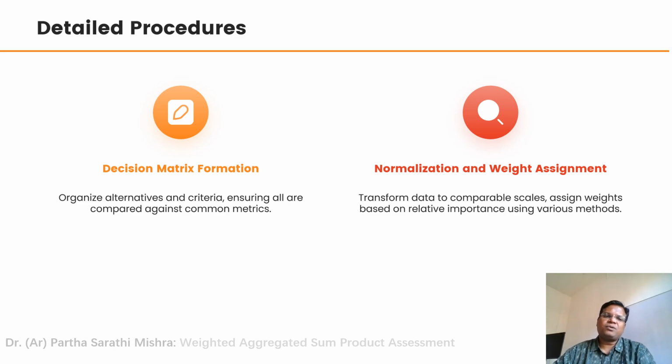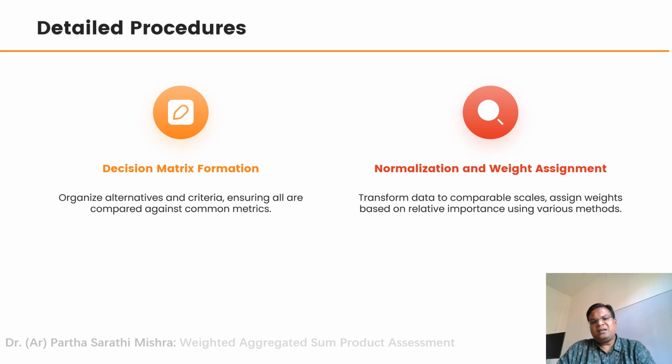Now the detailed procedures. Now the decision matrix formulation, as we have already done these things in the WSM and WPM methods. Organize alternatives and criteria. What are alternatives? Alternatives are the final selection on which we are doing some kind of selection, and criteria are the variables or attributes for which we are going to select these alternatives. So organizing both the alternatives and criteria is very much essential for all these three methods: WSM, WPM and WASPAS method, ensuring all are compared against common metrics.